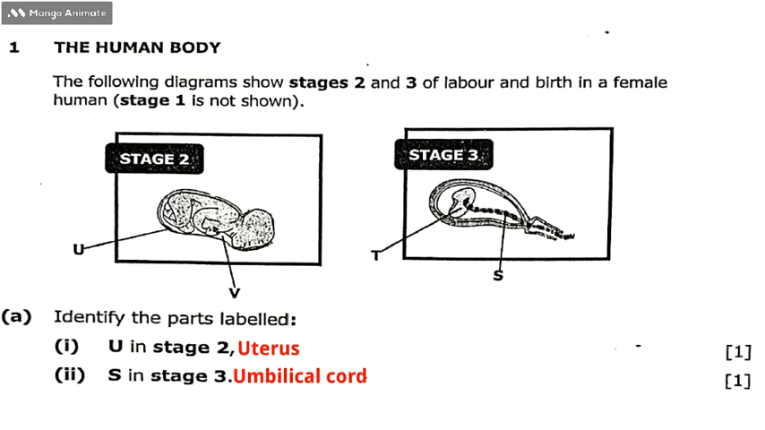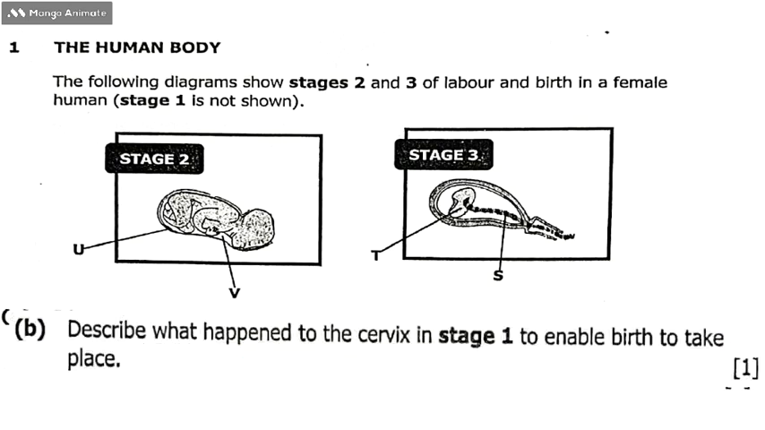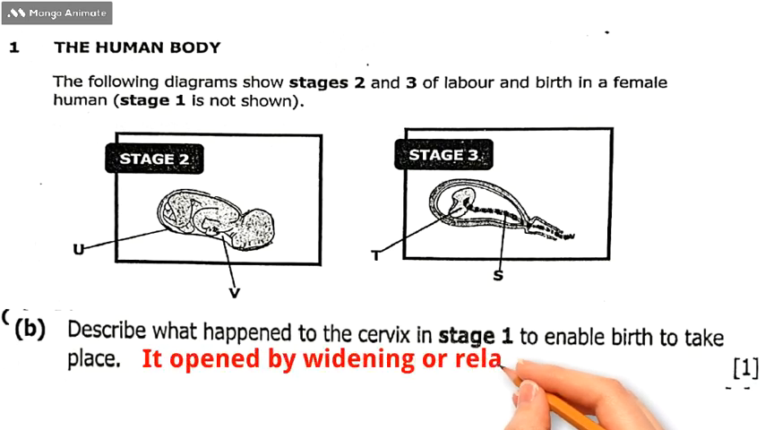Okay, we go to question B, 1B, which is describe what happened to the cervix in stage 1 to enable birth to take place. So what happened to the cervix? It opened by widening or relaxing. So the cervix during this gestation period has been tight, holding closely to prevent miscarriage or giving birth to the baby before due time. So now it has relaxed because the time is up, so it has opened. That's why the child has been born.